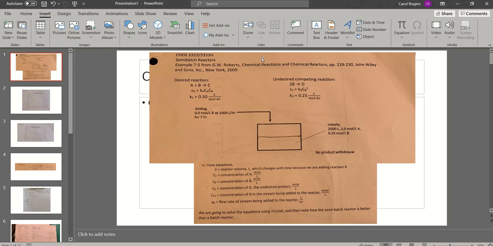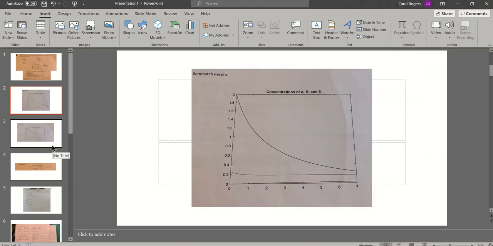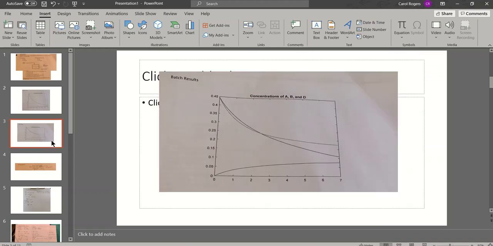So this is our problem. You're adding a stream into the reactor, and it reacts either in a batch fashion or a semi-batch fashion. So we're going to start with semi-batch because that's the equations that Dr. Clausen gave us inside of the handout. We're also attempting to reproduce this graph and this graph here.